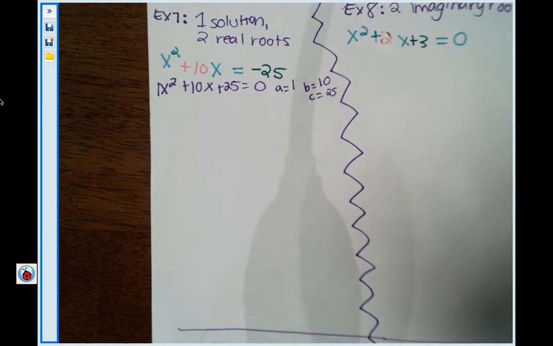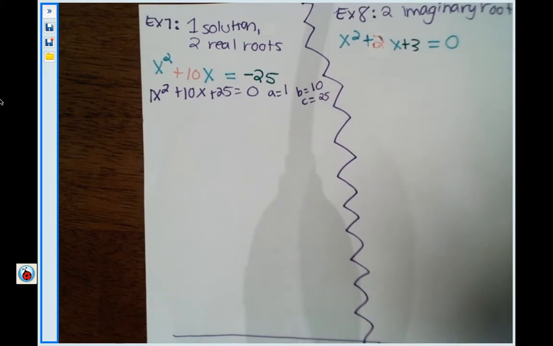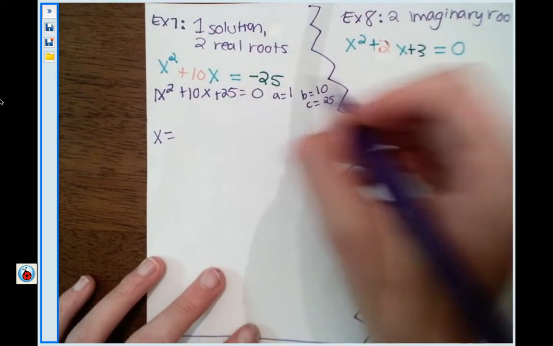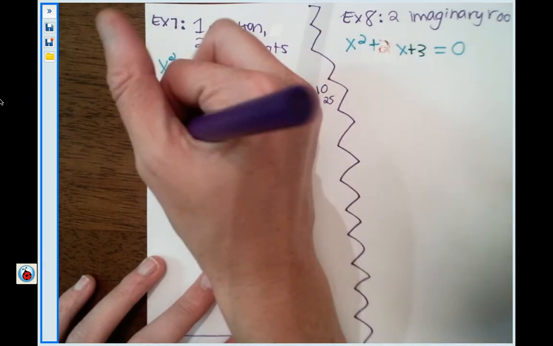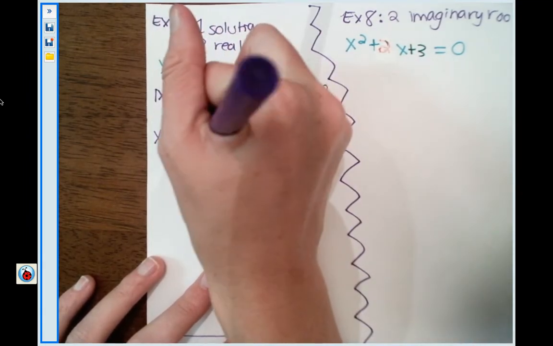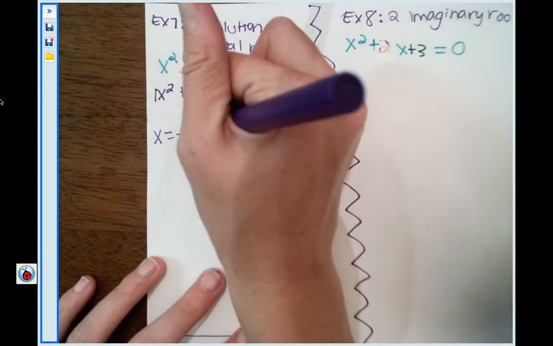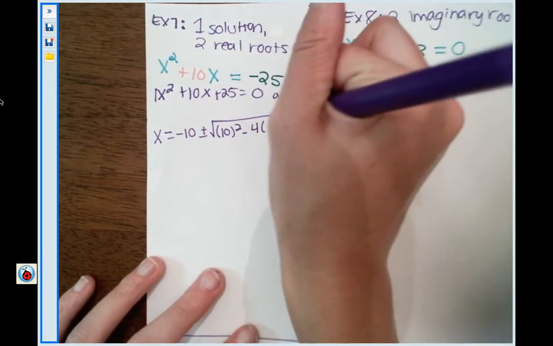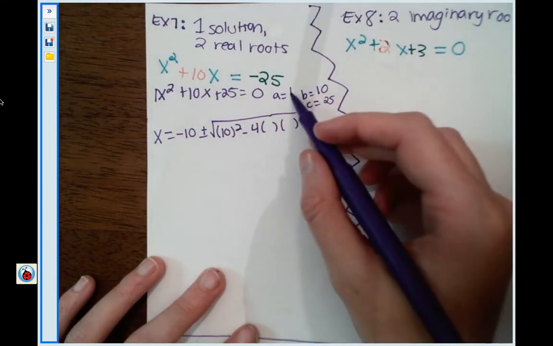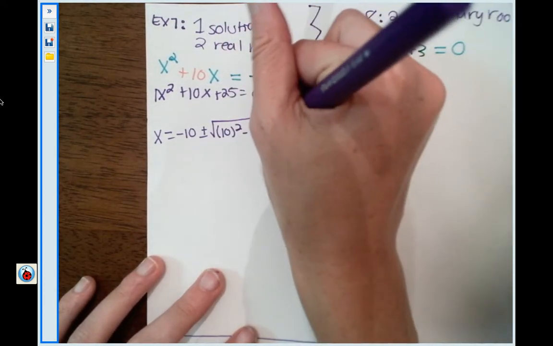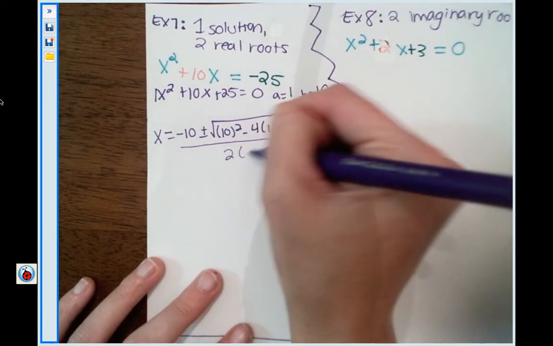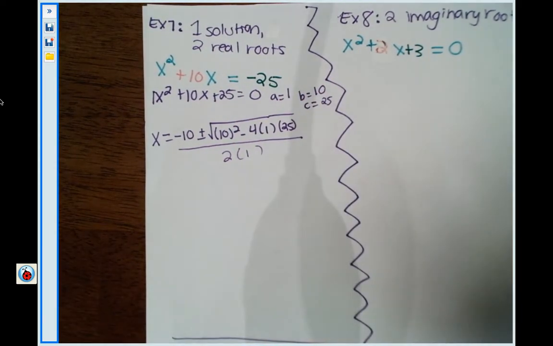Alright guys, let's do the quadratic formula, which I bet you're humming that song I taught you in your head, aren't you? So this is going to be x equals the opposite of b. The opposite of my b is negative 10, plus or minus the square root of b squared, so 10 squared, minus 4 times my a times my c. My a is 1, and my c is 25. And don't forget, it's all over 2 times my a, which is 1.